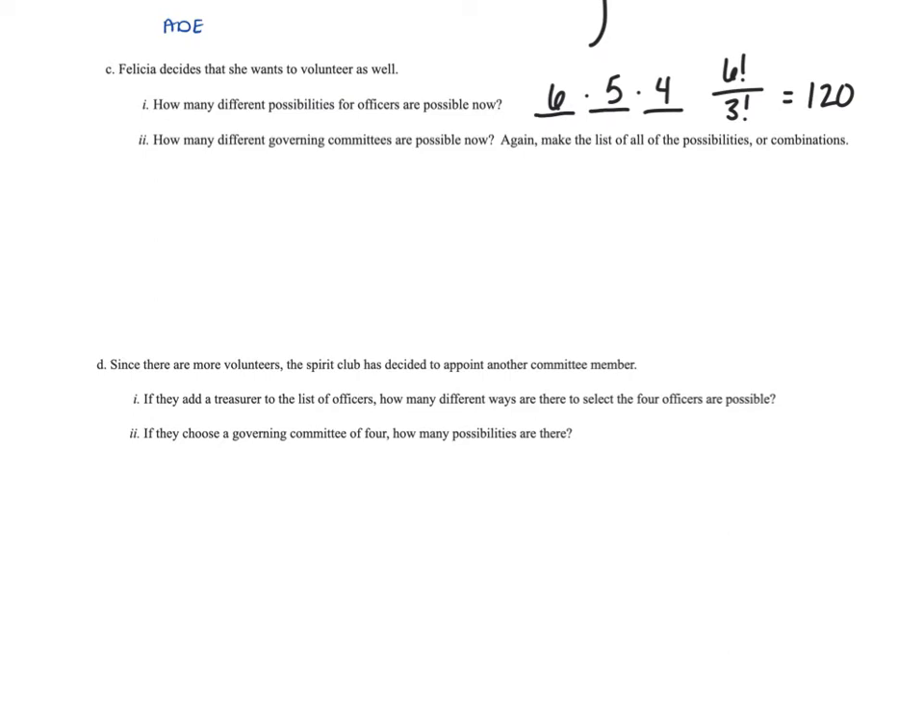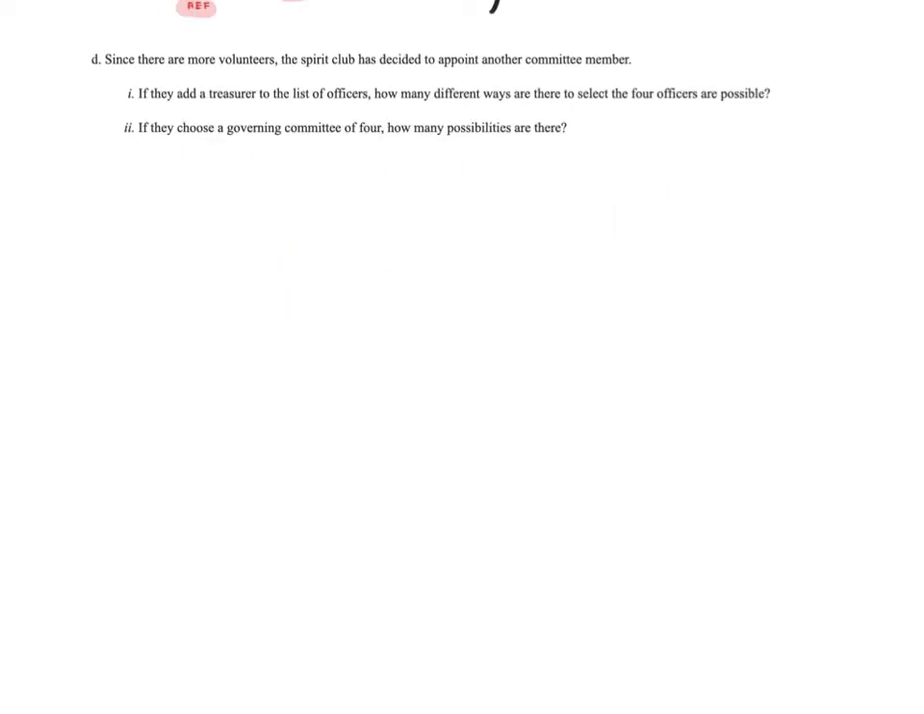How many different governing committees are possible now? Again, that would be equal status, and I'm going to make a list. So actually what I'm going to do is take the previous list that I already had made, and I'm just going to add the possibilities that include Felicia. It doesn't change a whole lot, but you can see that it does add several more possibilities to that list. Now let's change things up one more time and see if we can notice a pattern here. Since there are more volunteers, the Spirit Club has decided to appoint another committee member.